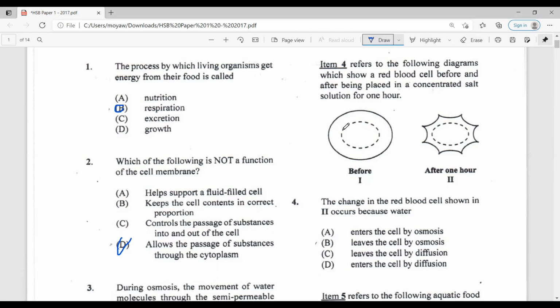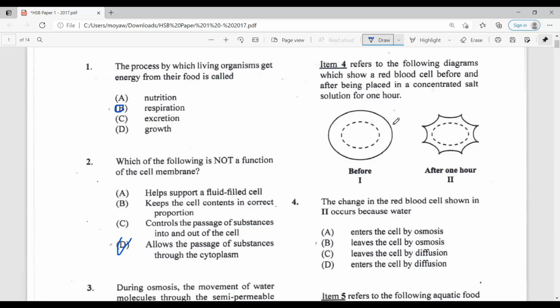So we have to look at the diagram. In the first diagram, we have a regular blood cell. Then in the second one, you realize that the blood cell looks smaller, right? We can see that the cell membrane right here, the shape changed and it's closer.